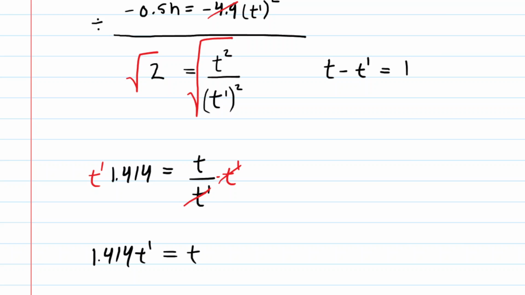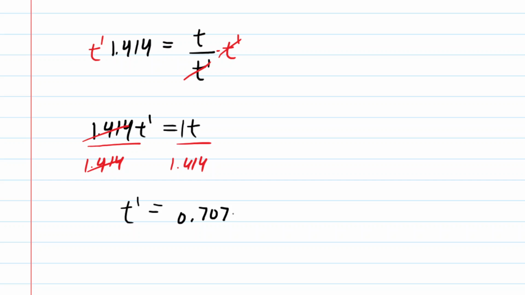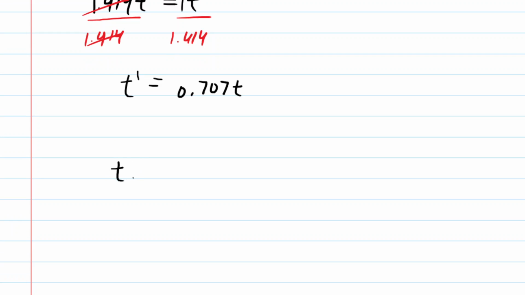But it's going to be even better to solve this for t prime. So let's actually now divide both sides by that 1.414. We can cancel that on the left side. So now we have t prime. And then on your calculator, you would just do 1 divided by the 1.414, and you're going to get about 0.707 times t. Now, why did we do that? Because we have that other equation. Don't forget, we have t minus t prime is equal to 1.